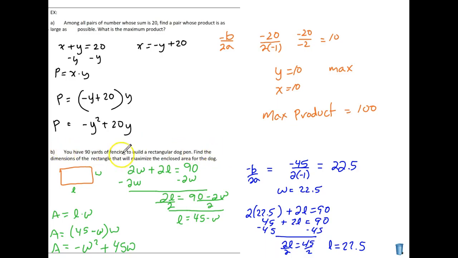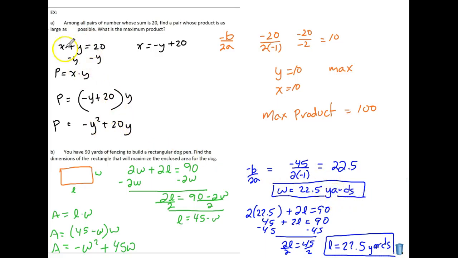So it says find the dimensions of the rectangle that will maximize the enclosed area. I will have a width of 22.5, you know what I'm missing there? Yards. 22.5 yards. And I will have a length of 22 and a half yards. So when you're doing these application problems, the first thing that you have to really do is you have to get set up with a quadratic. So use what you know, substitute in, and you'll end up with a quadratic.